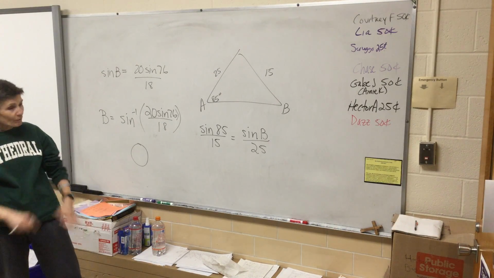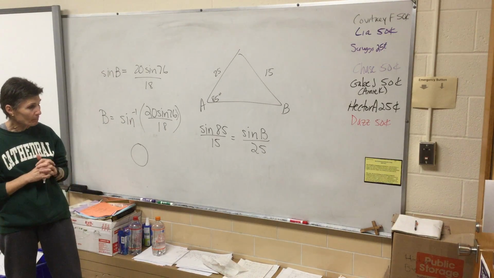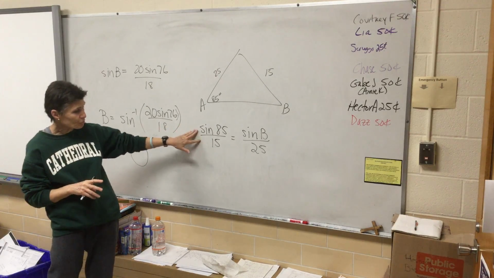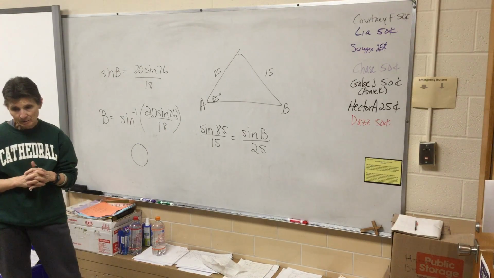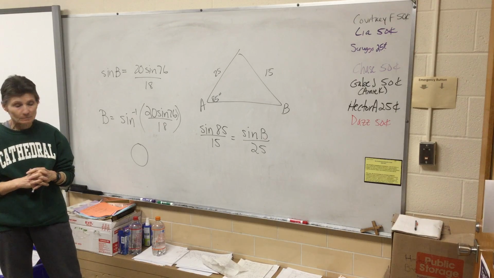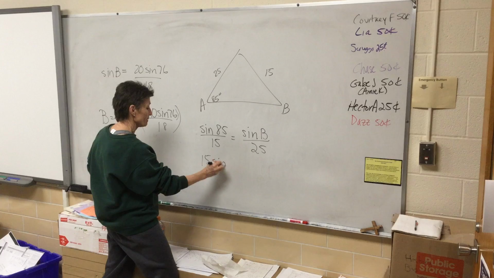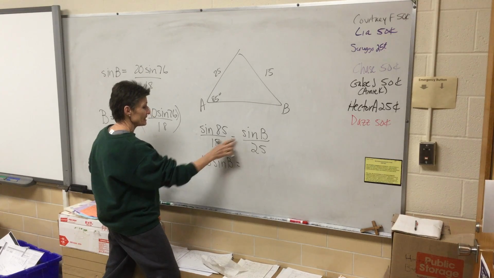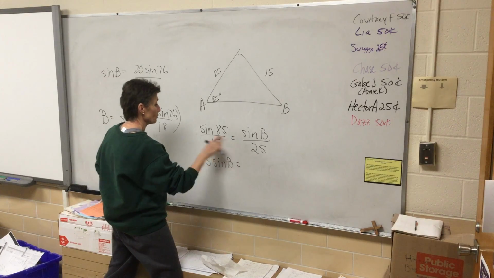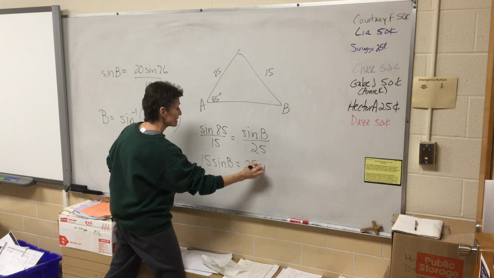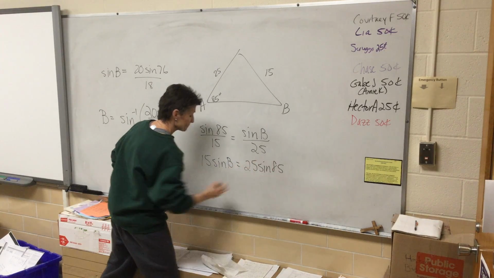So every time we've done a law of sines problem, what happens after you get it set up? You cross multiply. Yep. So we're going to have 15 sine B equals 25 sine 85.